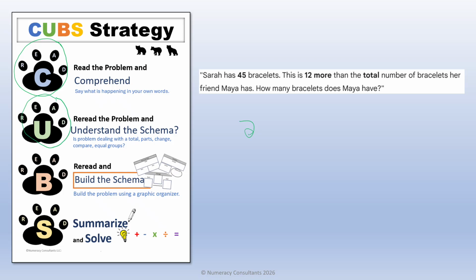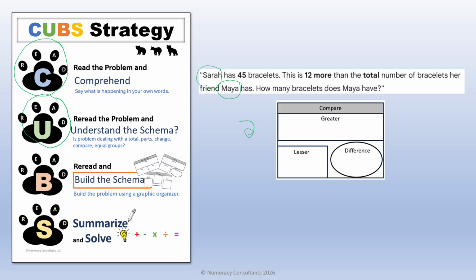And if we take a look, it's going to be tempting for kids to say, oh, this is an addition. What we are actually doing is comparing. This is a comparison problem where we're comparing how many Sarah has to how many Maya has. So when we have two things that we're comparing, and we want to know how many bracelets Maya has, this is actually a comparison problem.